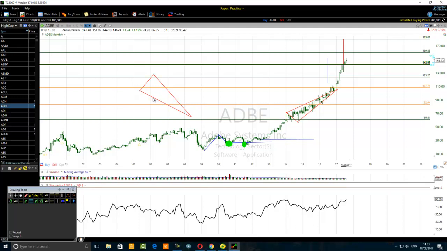So here we have a triangle that is narrow, pointing down, not horizontal, pointing down. If you see a triangle like this, the first thing that should come into your mind is a bullish reversal, price breaking above it.